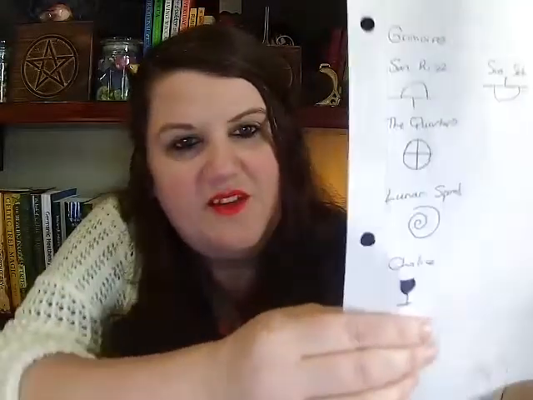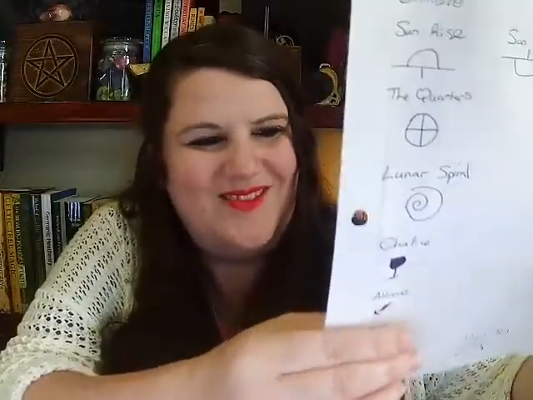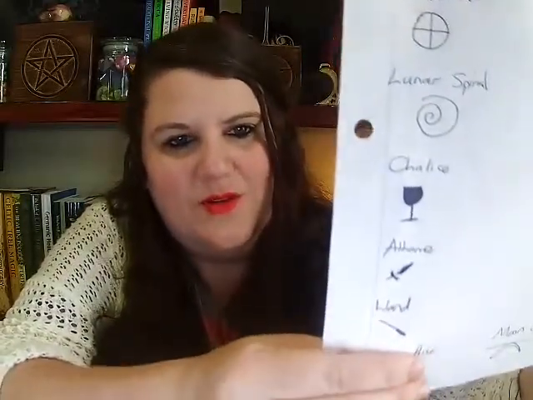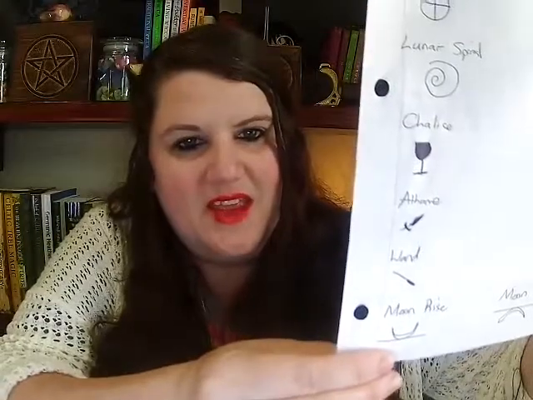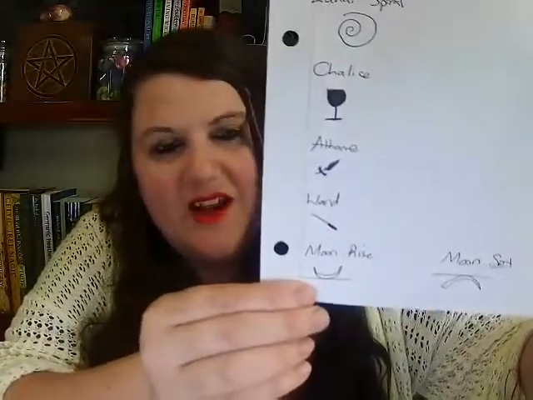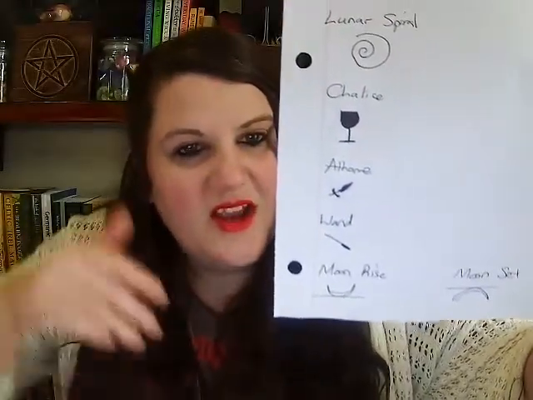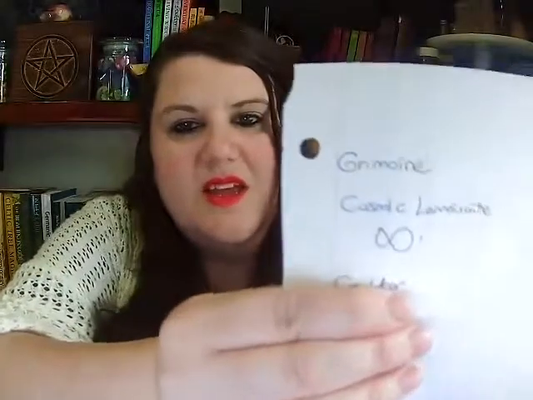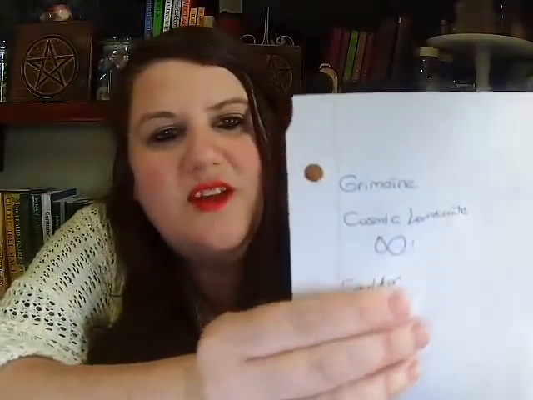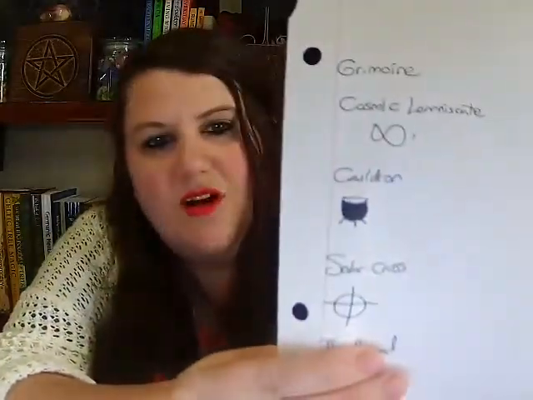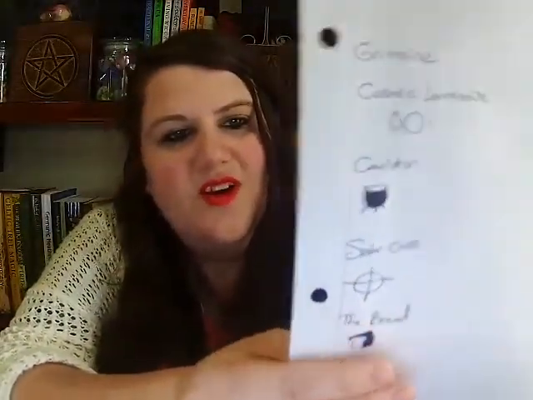Next, we have the chalice, which looks like a chalice. Fairly easy there. Same with the athame, just looks like a little blade, and the wand, of course, looks like a wand. And the moonrise and the moonset are very similar to our solar counterparts. You just have the horizon line, and then the moon going the direction it's going. Then from there, we have the cosmic luminescate, which is also the infinity symbol. Underneath that, we have the cauldron.